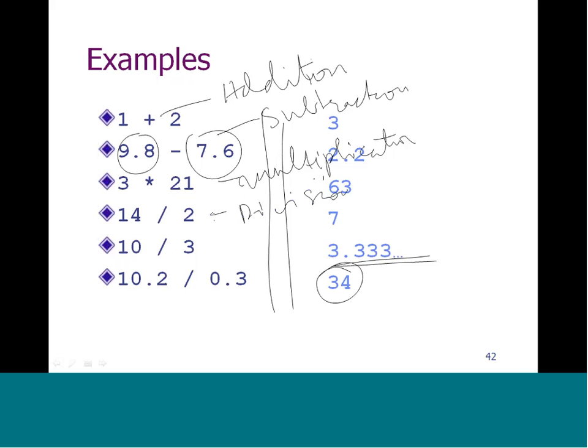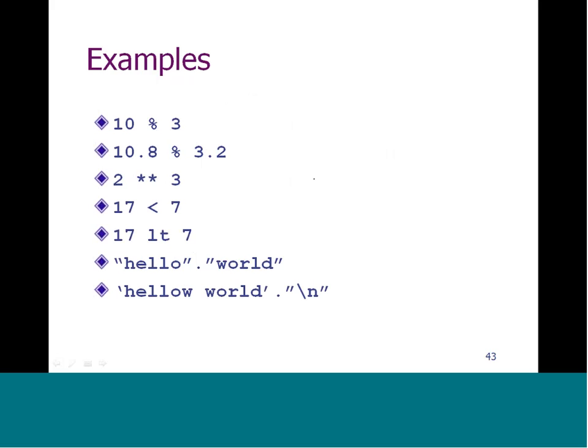Now let's look at some other operators. This one is the modulo operator. 10 modulo 3 is 1, which is the remainder. And 10.8 modulo 3.2 is the same as 10 modulo 3, basically. And this is the exponentiation. 2 to the power 3 is 8.